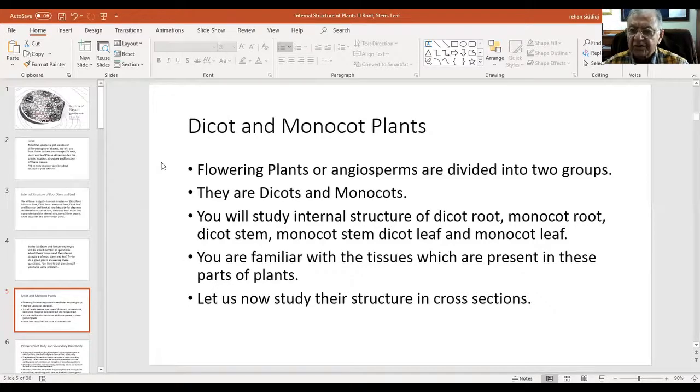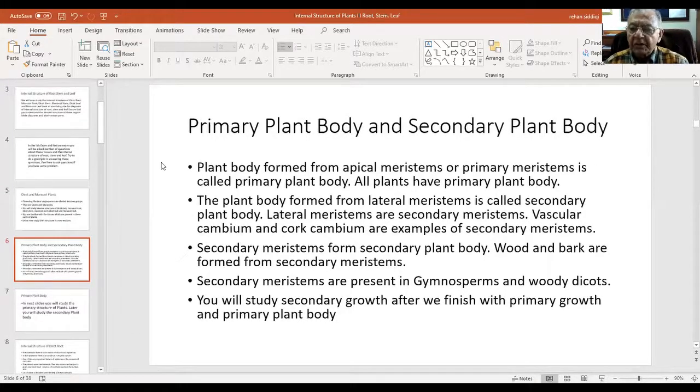So you should know what a cross section is. A cross section is one in which you have this root and you cut a section at right angle to the long axis. This is a cross section or transverse section, and all these sections that you see are cross sections. Okay, another 2 terms: primary plant body and secondary plant body.